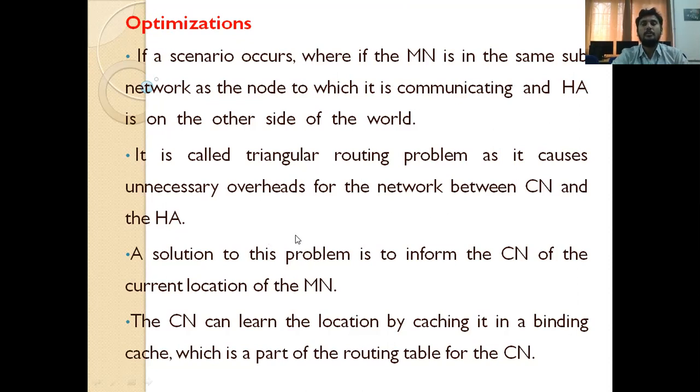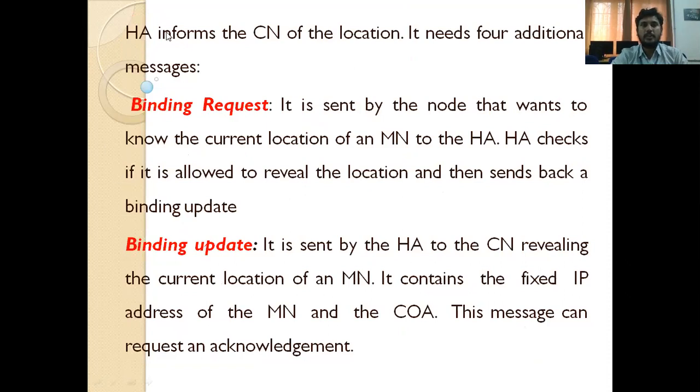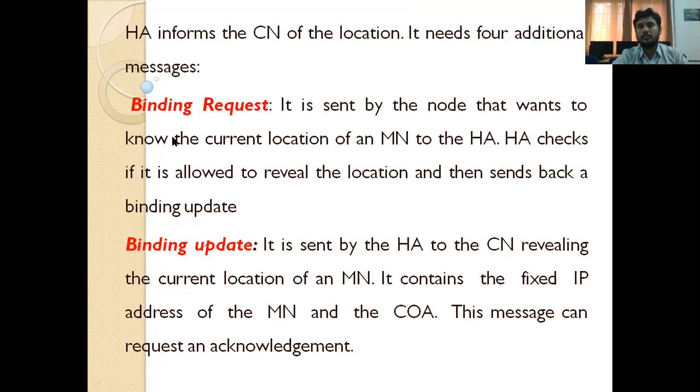Then the correspondent node transmits the data packet to the mobile node. For that purpose, the HA informs the correspondent node of the location. It needs four additional messages. These are the four additional messages required to identify the mobile node by the HA. Those are binding request, binding update, binding acknowledgement, and binding warning. These four messages are required for the identification of the mobile node by the home agent.